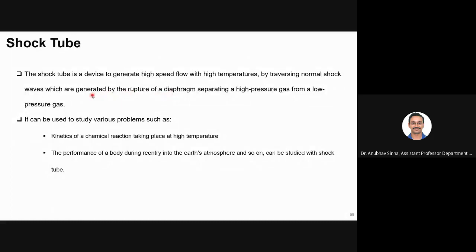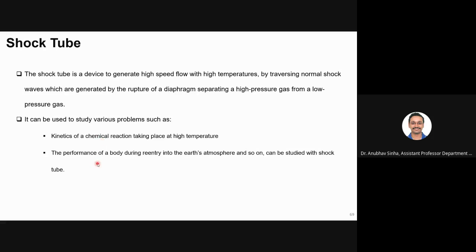Once the diaphragm is ruptured or broken by some mechanical means, the high pressure gas starts to flow into the low pressure gas, right? And there are various applications or areas where a shock tube is important. One of them is chemical kinetics. For example, combustion. If you have a new fuel, or you are trying to get kinetic rates for different fuels, what are the steps involved, what are the intermediate forms. For a lot of things, a shock tube is a very important device.